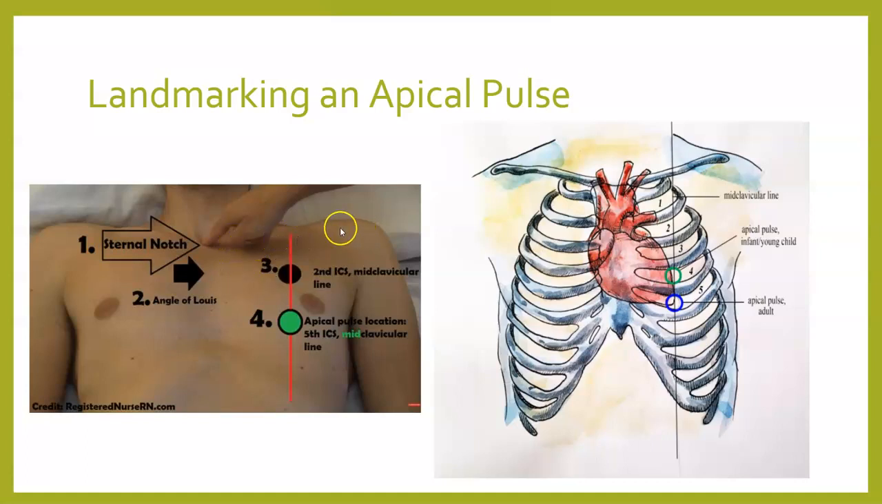And then we're going to go over to the mid-clavicular line. So this is your clavicle, the middle of the clavicle. And then you're going to count down from your second, third, fourth, fifth intercostal space, mid-clavicular line. This is where you should be listening. And then this shows the difference here. So infant or young child, less than 7, you're going to listen right here at the fourth intercostal. But for an adult, you're going to listen here at the fifth intercostal space.